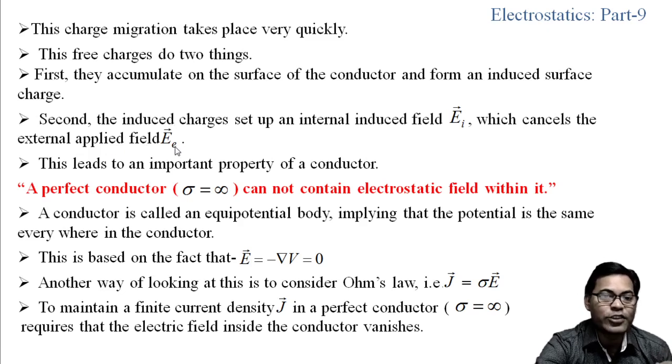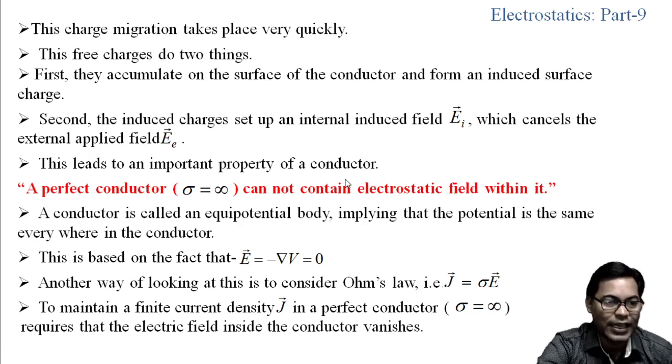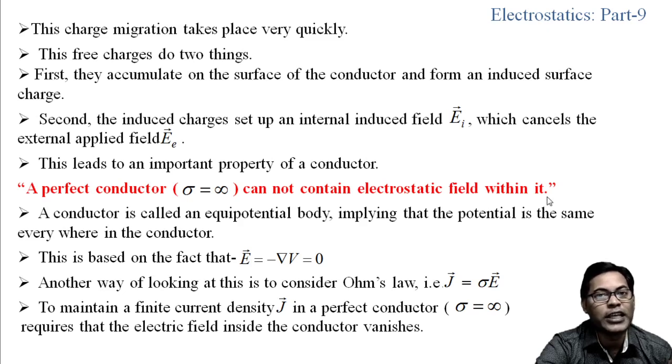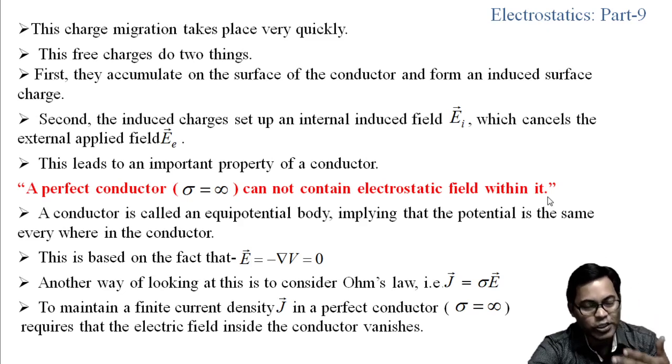So this leads to an important property of the conductor: a perfect conductor, that means a conductor whose conductivity is theoretically infinite, cannot contain an electrostatic field within it, because the induced internal electrostatic field will be in the opposite direction to the external electric field. So inside the isolated conductor, the total electrostatic field will be 0.